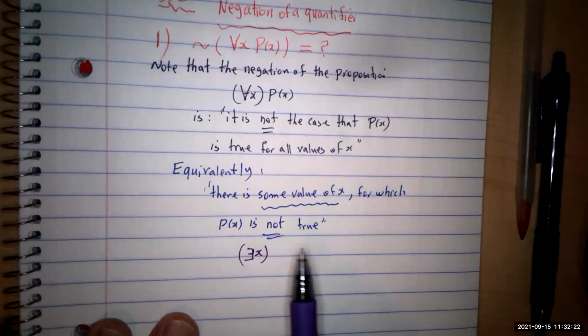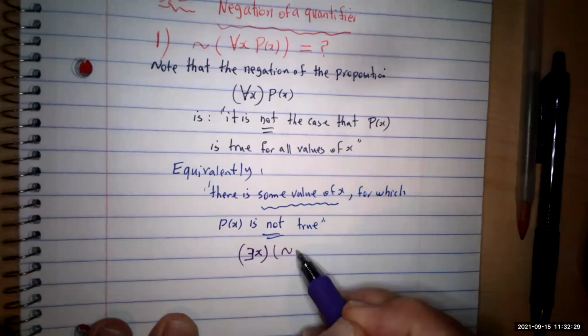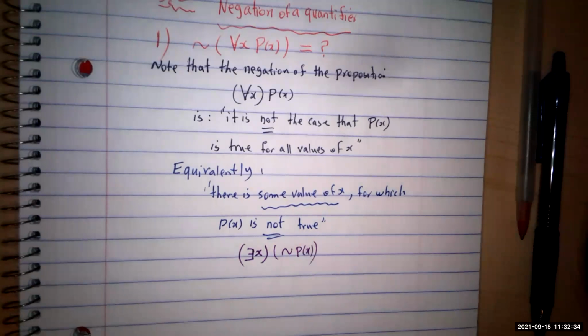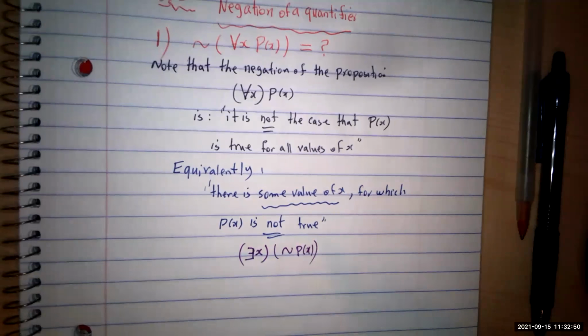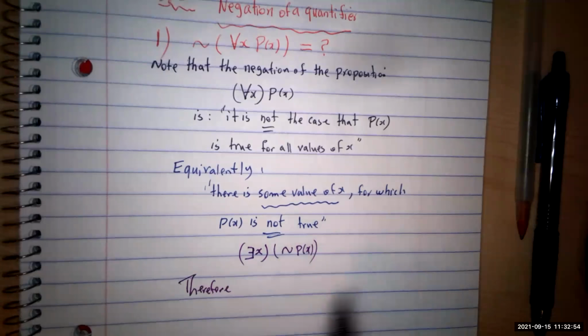P of x is not true means P of x is going to be false. So there is an x such that not P of x. When we say that P of x is not true, this means the negation of P of x is true. So there is some value of x for which P of x is not true, so there is a value of x such that not P of x. That's it. We prove a great theorem.